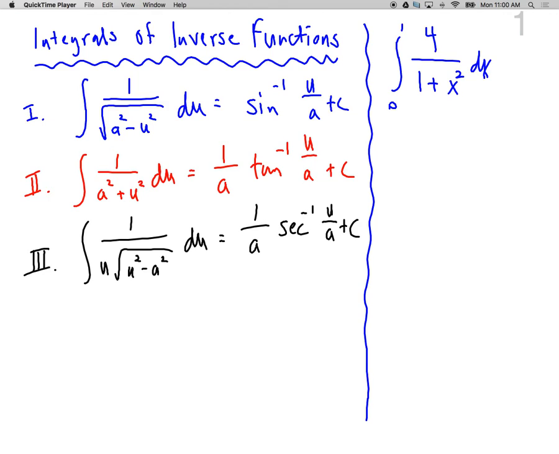All right, question number 1. Which form is that? The red one, correct. What's a? 1. What's u? x. Good. Then plug and chug. So this would be the inverse tangent of x, evaluated from 0 to 1. Okay. Now it seems nice and easy. Well, that was a cakewalk, but that's when you've got the formula sitting in front of you.